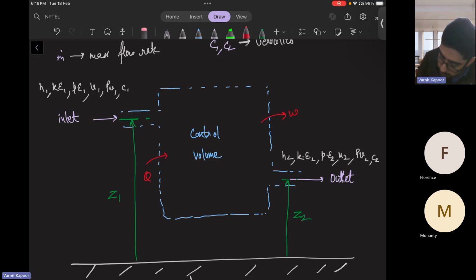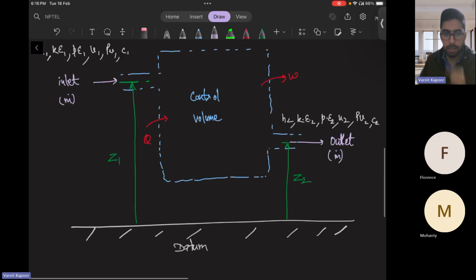Also, one thing I missed here. Whatever mass flow rate is here is the same mass flow rate here. Both the mass flow rates are the same, M and M. That's why I hadn't written M1, M2 kind of thing.